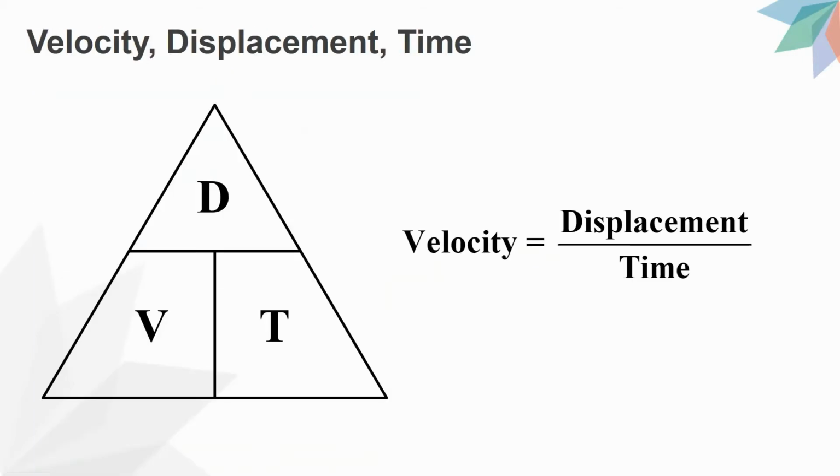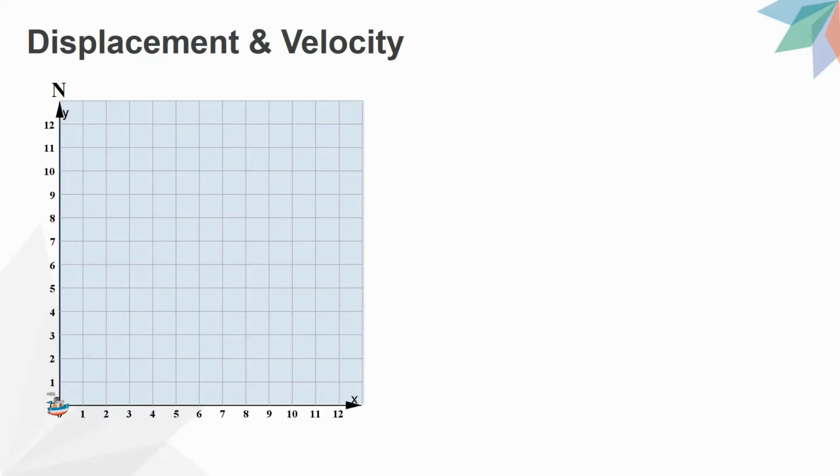So before we move on to more examples on velocity and displacement, let's do a simple recap on the formula. Velocity is displacement over time. Now, one thing that is different in this chapter is velocity and displacement. They are in i and j form. Alright, so now let's look at examples involving displacement and velocity.